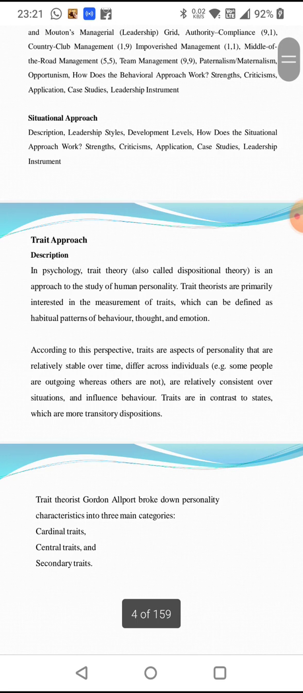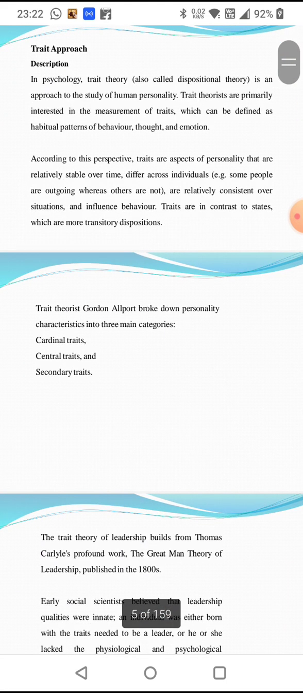So to start with the trait approach. In psychology, trait theory is an approach to the study of human personality. Trait theorists are primarily interested in the measurement of traits, which can be defined as habitual patterns of behavior, thought, and emotion. According to this perspective, traits are aspects of personality that are relatively stable over time, differ across individuals, and are relatively consistent over situations and influence behavior. Traits are in contrast to states, which are more transitory dispositions. Basically we have three traits: cardinal traits, central traits, and secondary traits.